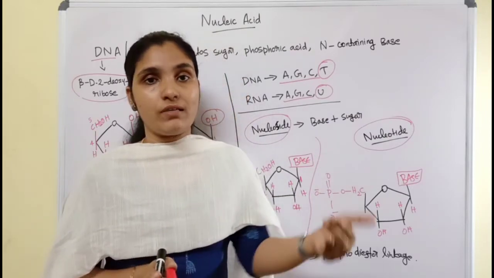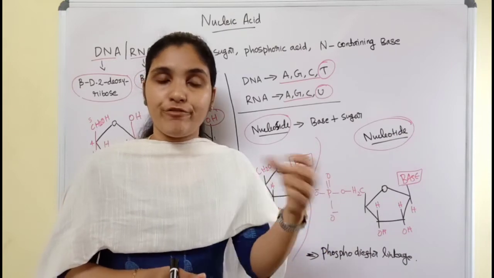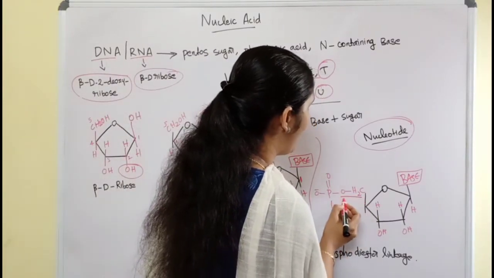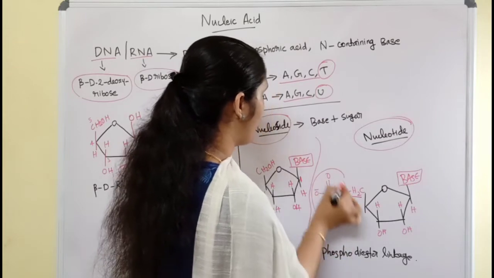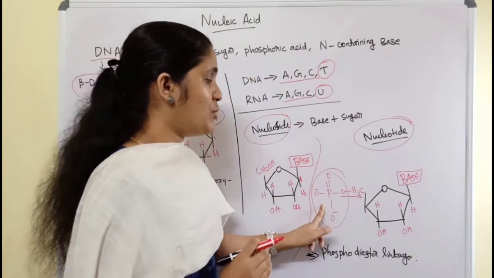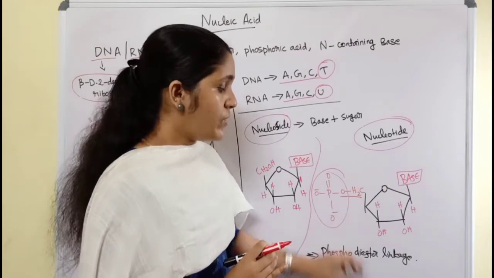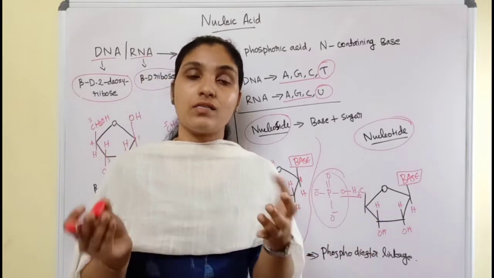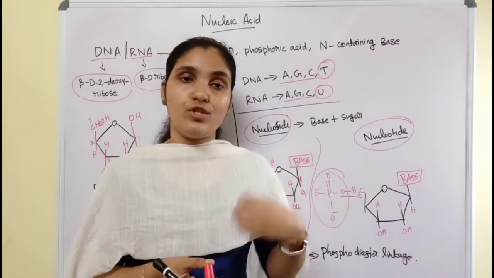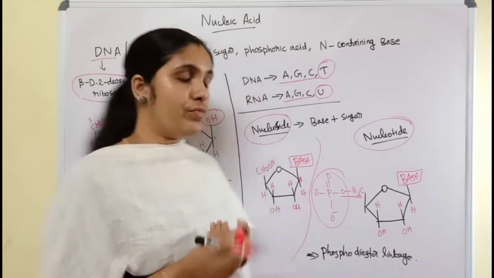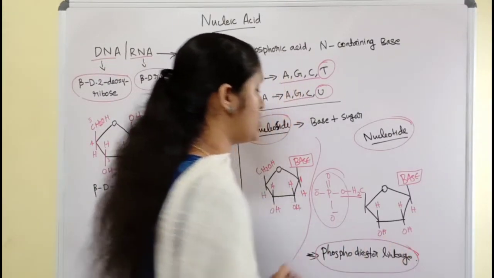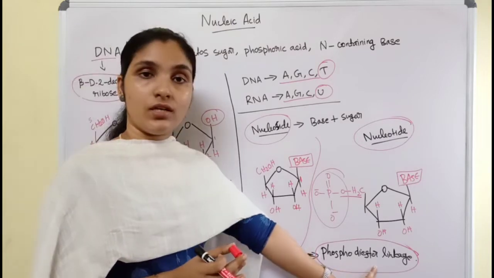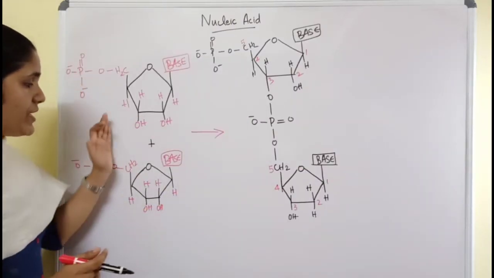Nucleoside means the pentose sugar plus the nitrogen containing base, and if a phosphate group is attached to the nucleoside, that is called a nucleotide. Here you can see that in CH2OH the hydrogen is replaced, and the phosphate group is attached there. This is called a nucleotide. And how are two nucleotides joined? Nucleotides can combine through a phosphodiester linkage. That bonding between two nucleotides is known as a phosphodiester linkage.